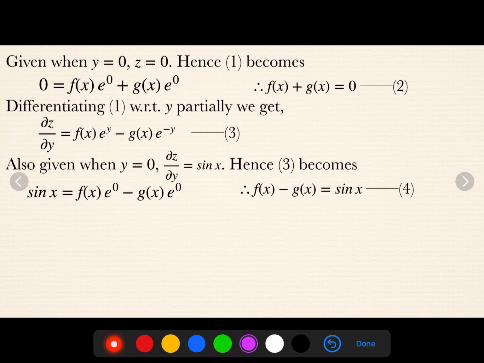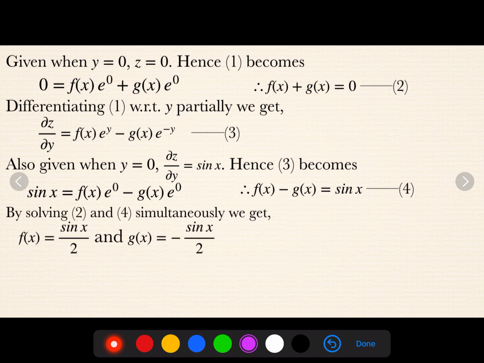Now, solving equation number 2 and 4 for f(x) and g(x), just add together and subtract together. The steps I have not specified here, I directly gave the solution, but you have to write those steps in your notes. Just consider equation number 2 plus 4, we will get the value of f(x), and 2 minus 4 will give the value of g(x).